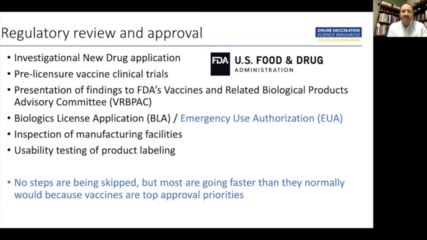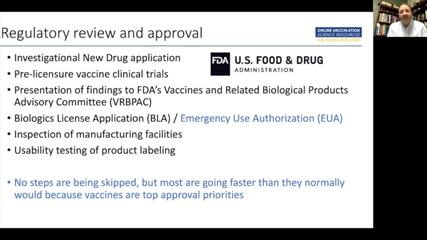So there's a number of different things along the way. Many of these are overseen by the U.S. Food and Drug Administration or by their counterparts in other countries. In the U.S., that will include things like investigational new drug applications to let the FDA know that you want to develop this drug or vaccine, pre-licensure clinical trials. So this is the preclinical trials or studies that I talked about before.